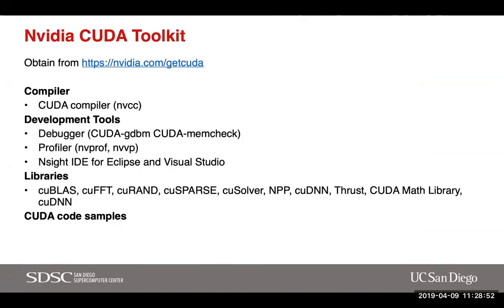What you have to know about is the CUDA toolkit. You can obtain that for free from NVIDIA at this link here. It contains the CUDA compiler, so NVIDIA NVCC. It also contains development tools. So there's a debugger, there's profilers. In particular, NVVP is a visual profiler. It's very nice and easy to use and gives you an overview of what's happening during code execution.